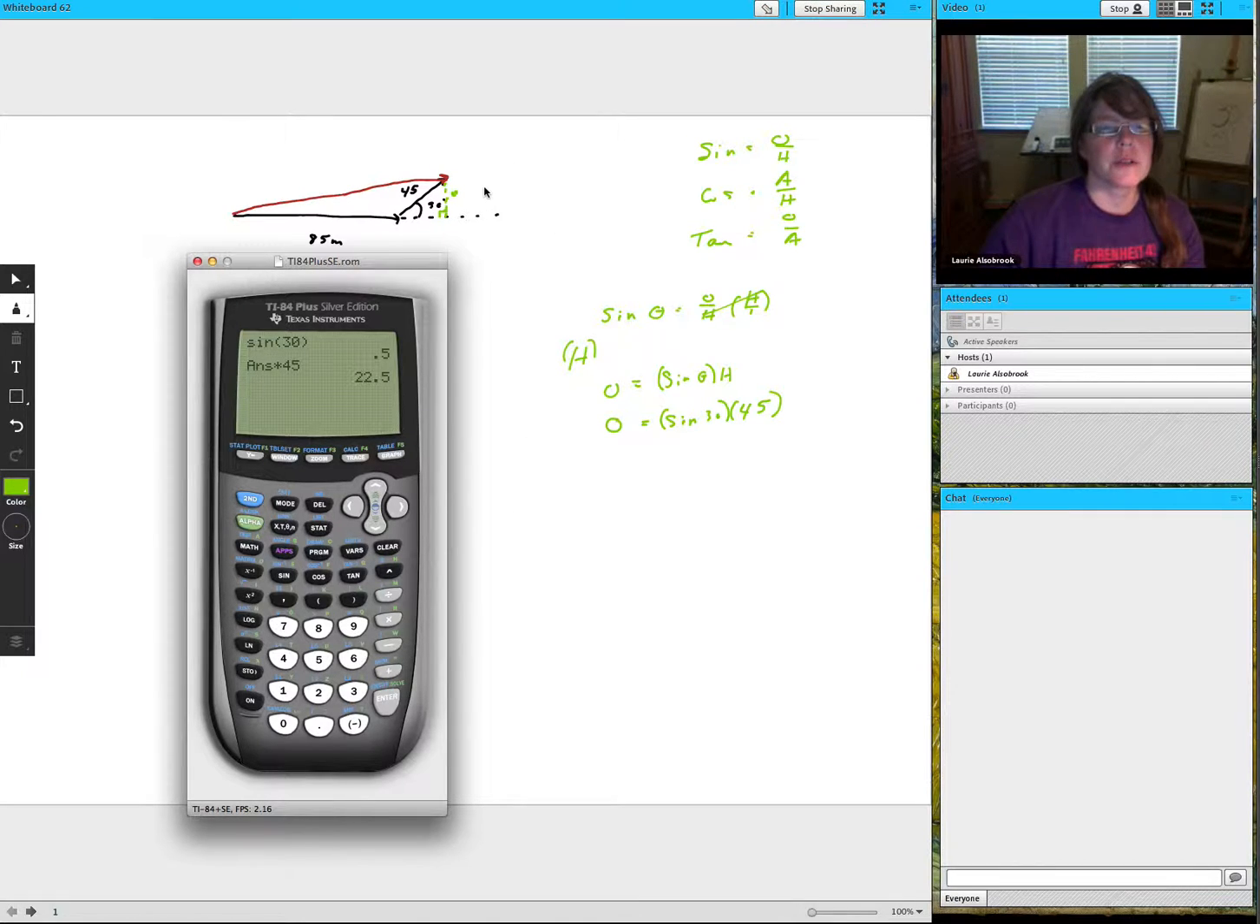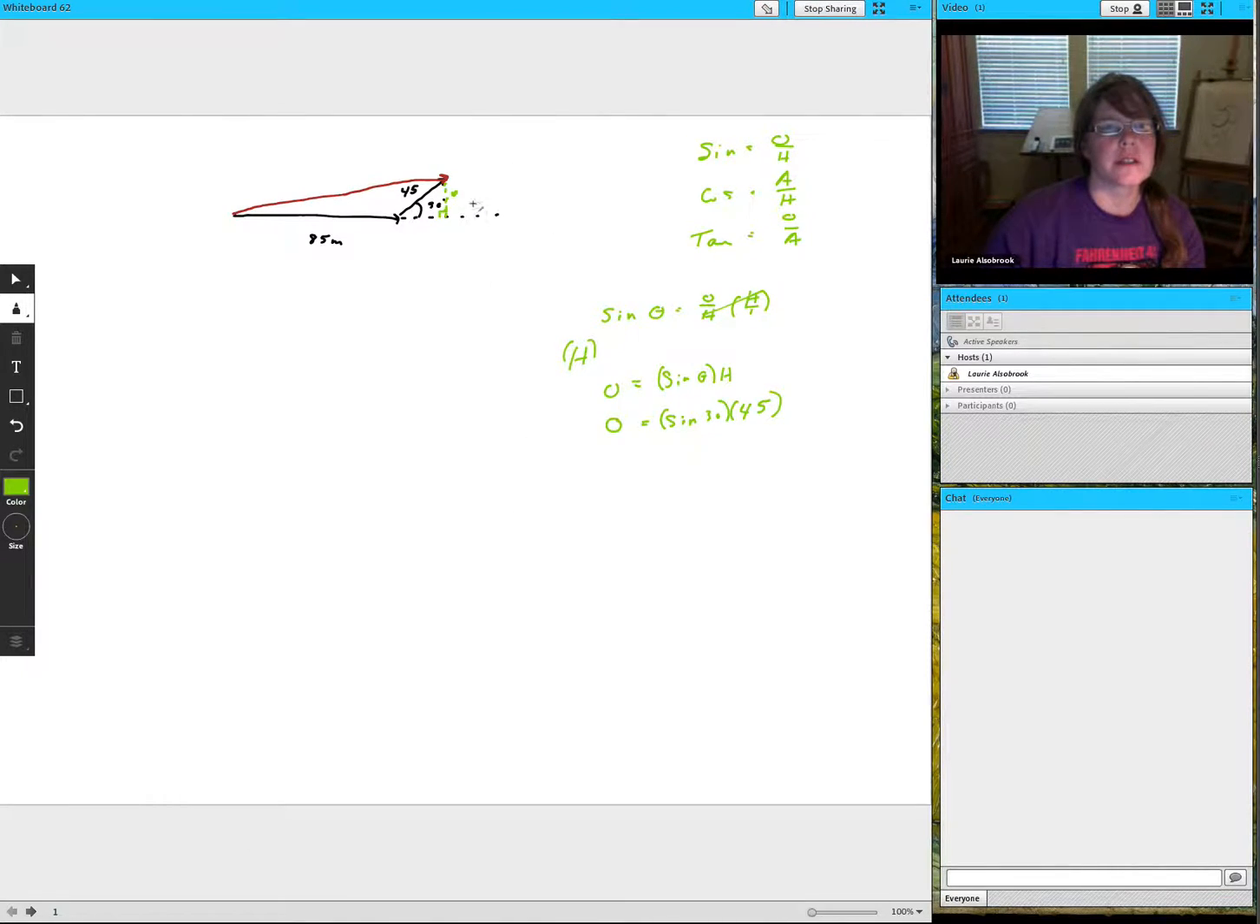All right, so let's just go ahead and write that in up here. This is 22.5 meters. All right, now let's find this lower side.